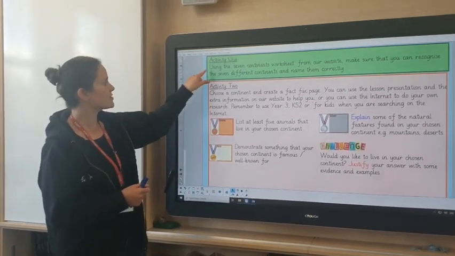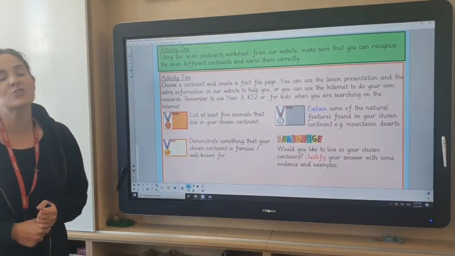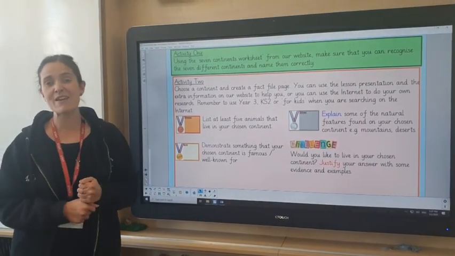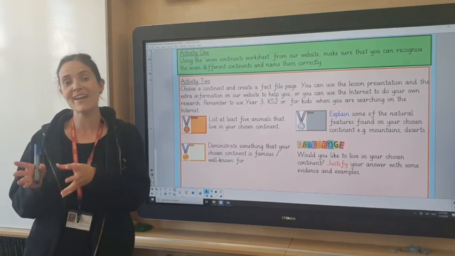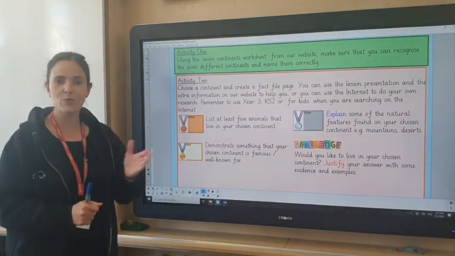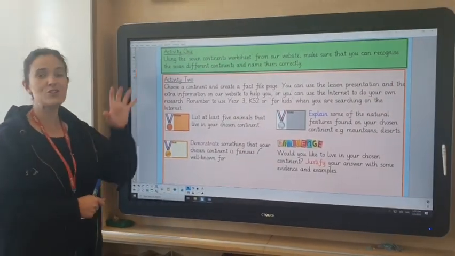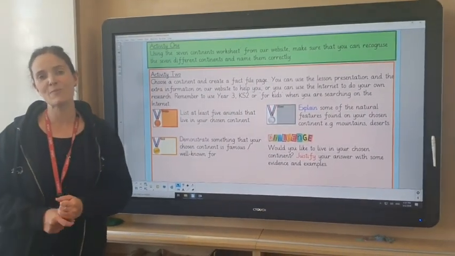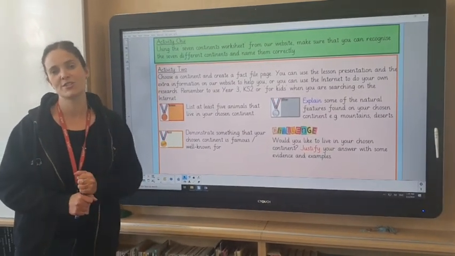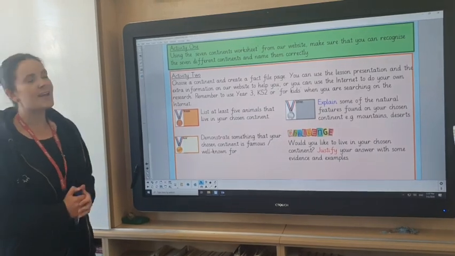On our website we have got a worksheet called the 7 continents, and all you need to do is just to make sure that you can put the right name with the correct continent. You can print the worksheet off if you'd like to and fill it in, or you can just have a look at it on the screen and see if you can match the right name to the right continent. That's the first activity. The second activity is this one here.